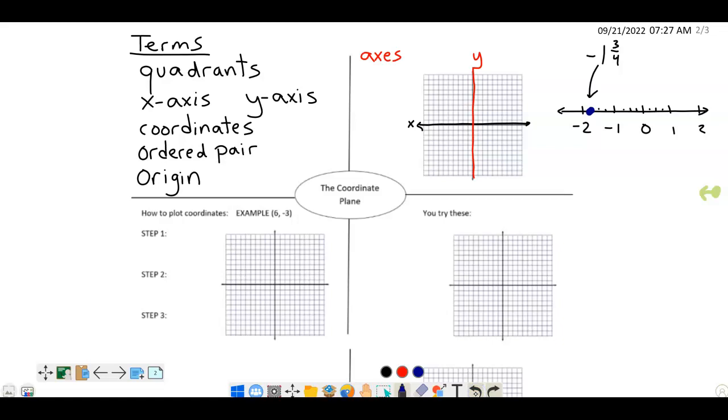So the prefix quad means four, like a quadrilateral. Quad means four. So here are the quadrants. You must memorize the quadrants. Quadrant number 1 is right there. That's our quadrant 1. You might be saying, well, why do we have that as quadrant 1? That's kind of a weird place to put the first quadrant. Wouldn't it be on the bottom or something?